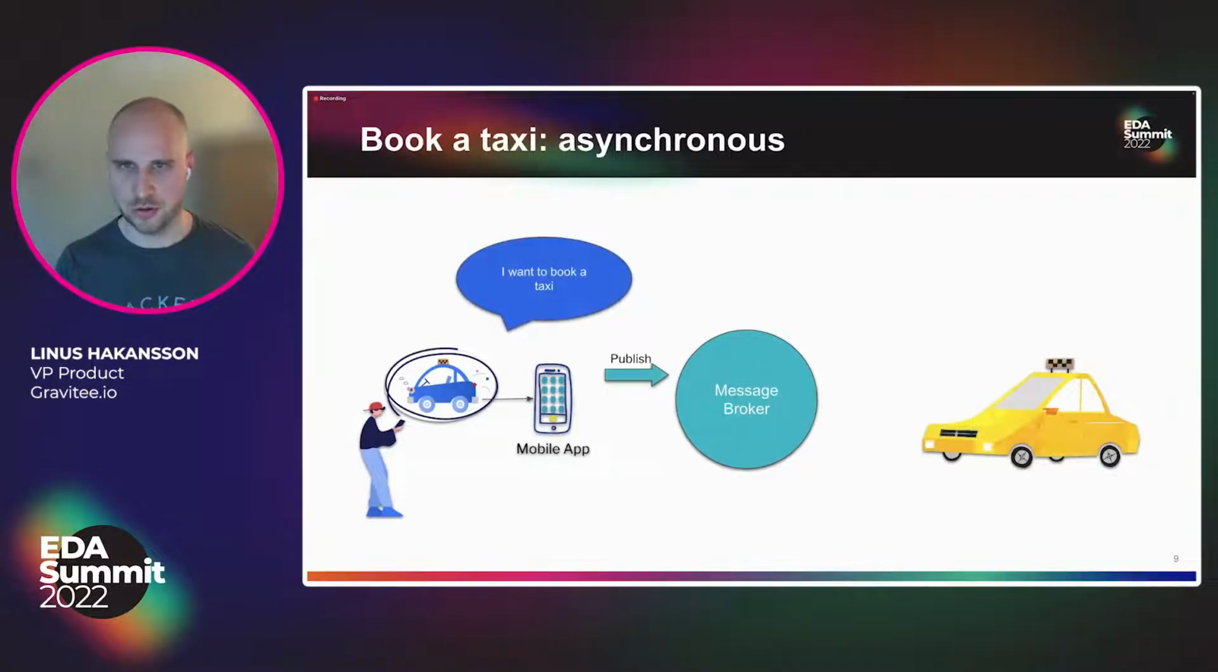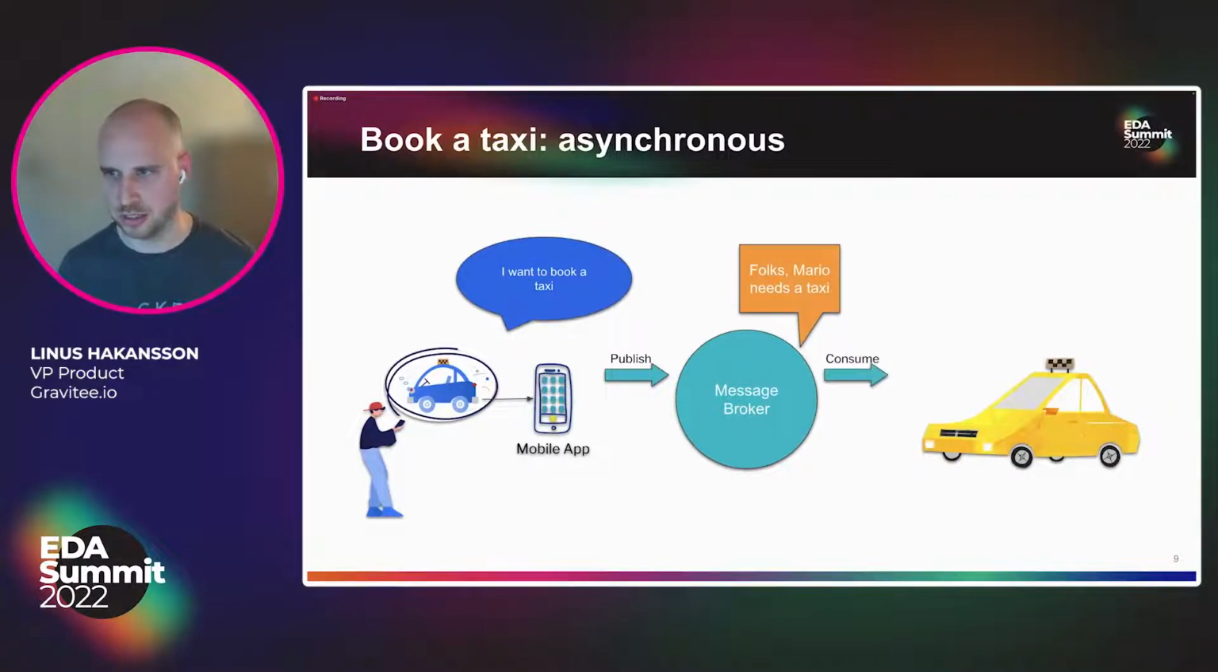So after Mario's intent to book a taxi, it's basically published from the mobile app to the message broker, and then we have some logic on the broker side that might say, based on this message, we have these different queues or topics, and these different subscribers are listening for those messages.